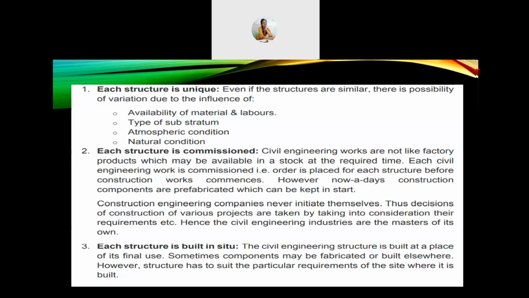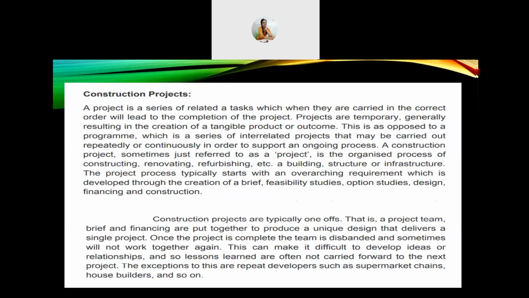Number three, each structure is built in situ, that is, on site. The civil engineering structure is built at the place of its final use. Sometimes components may be fabricated or built elsewhere. However, the structure has to suit the particular requirements of the site where it is built. These three points are very important from your exam point of view.